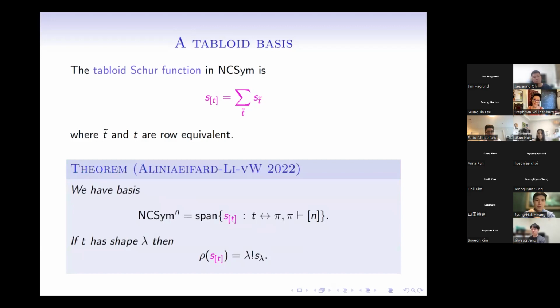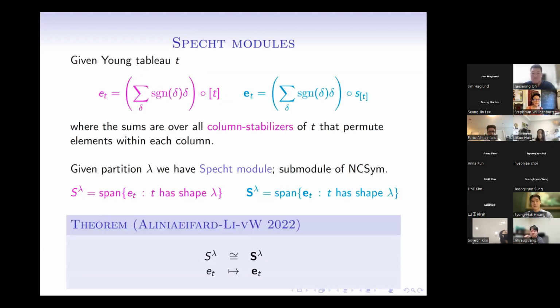With this in mind, it turns out that the tabloid Schur functions also give us a basis, where in particular the Young tableaux we pick are the ones corresponding to our set partitions using the correspondence we had earlier. Moreover, if we let the variables commute, then we get back the classical Schur functions along with a coefficient. The cool thing about this particular basis is that it is related to representation theory.